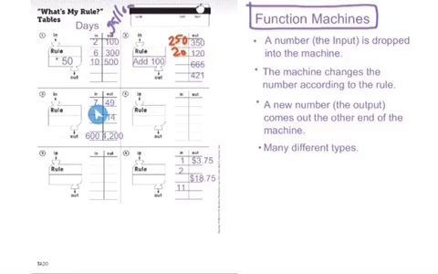Like for the first one, I might say, oh, well, if 7 went in and out came 49, I added 42. Okay, so that does work for that first one, but would it work for this one? 2 plus 42, that doesn't equal 14, so I would know that can't be the rule, right? So what would work? What's another way I can go from 7 to 49?